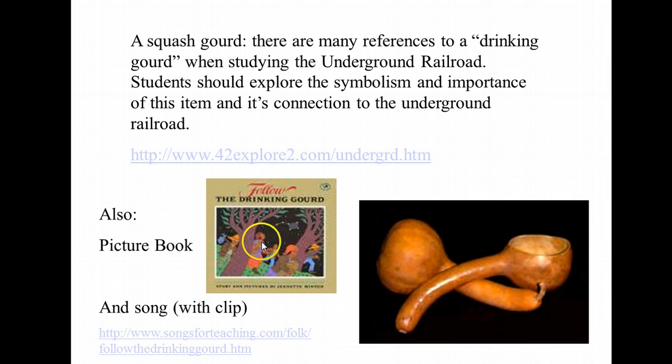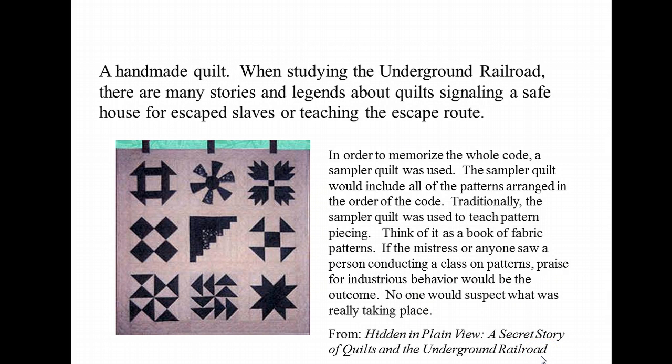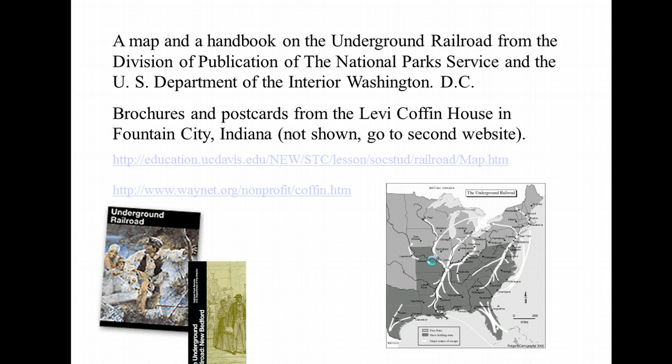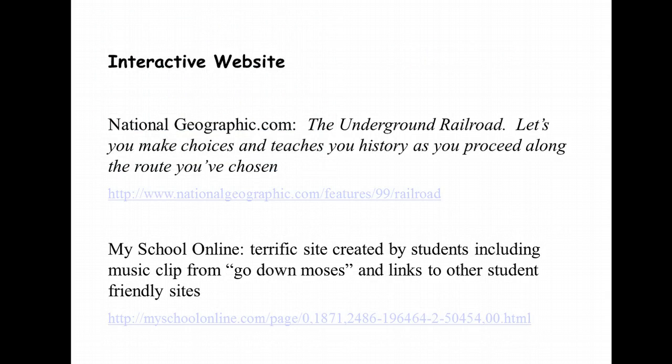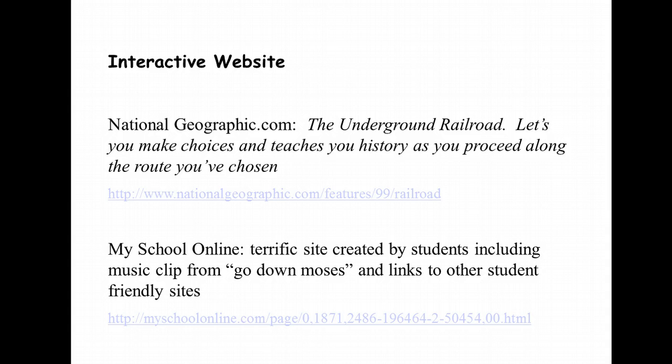This particular one is a picture book and actual gourds that, when they talk about the drinking gourd, and then there's a song to go along with it. This person wanted to bring a quilt, and again, why did you include this? So here's the item, but how does it link back to my rationale? And websites, you can see this person went above and beyond and got more than 3 to 5 items.